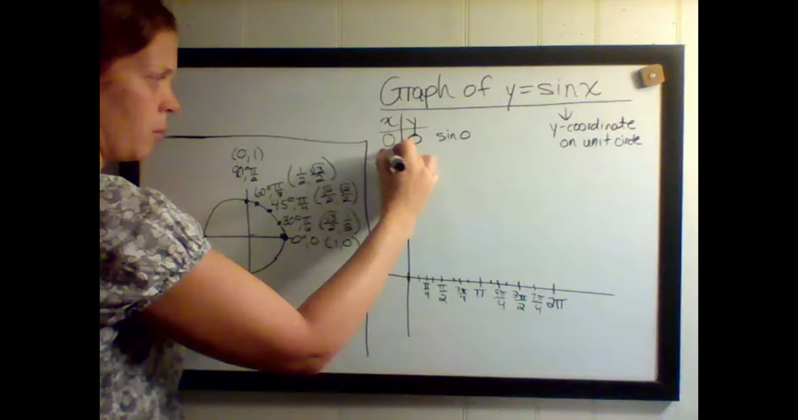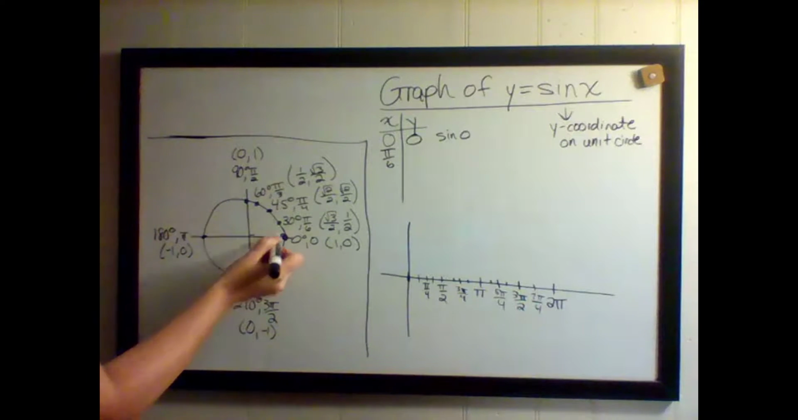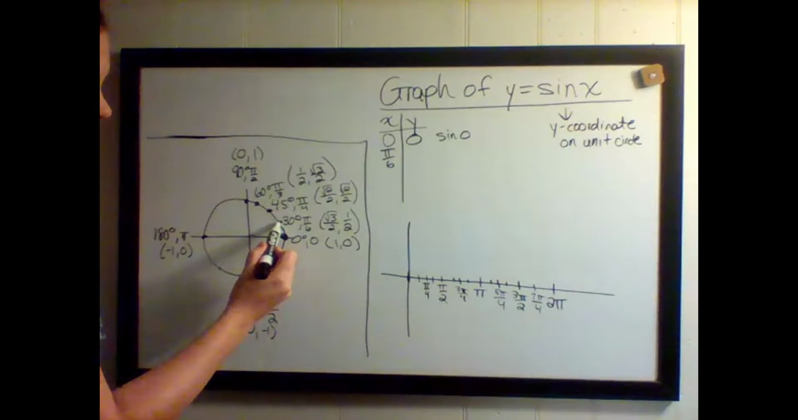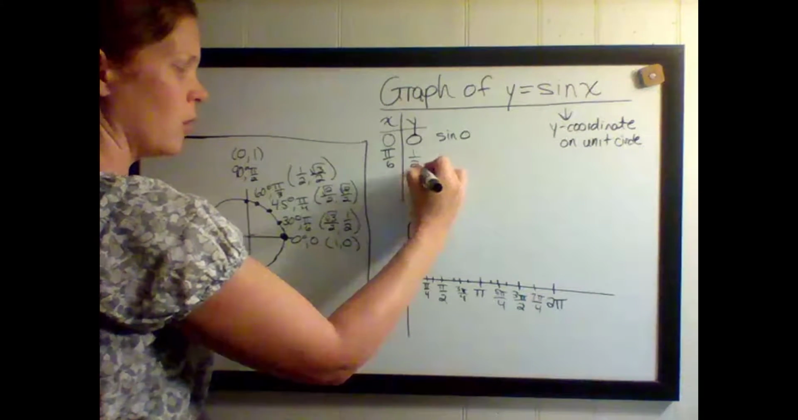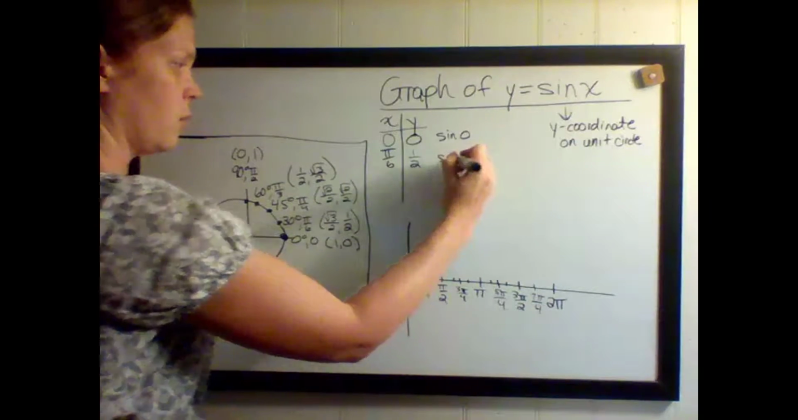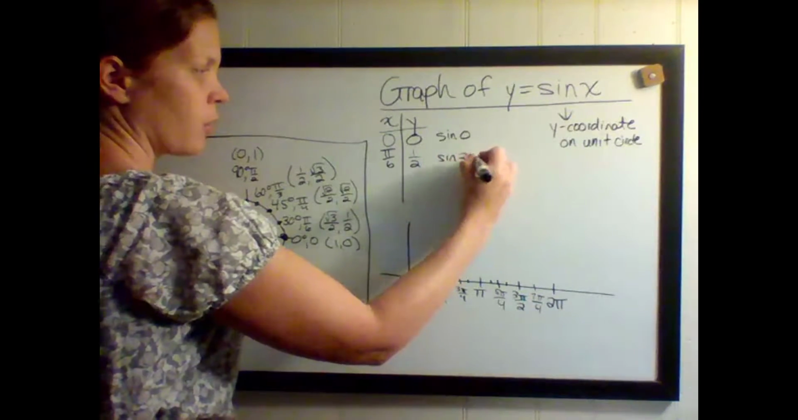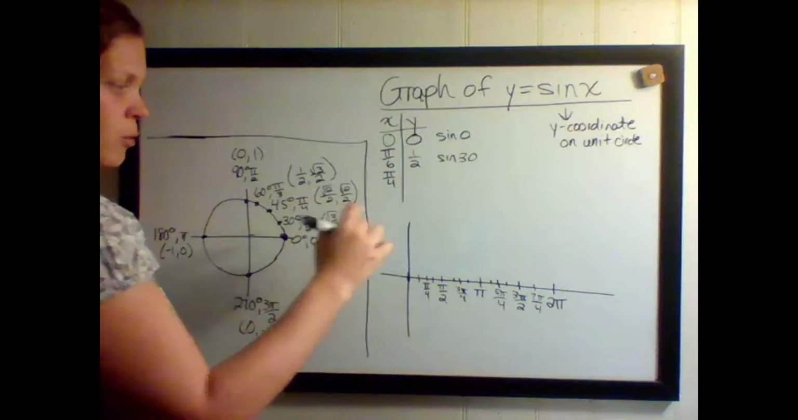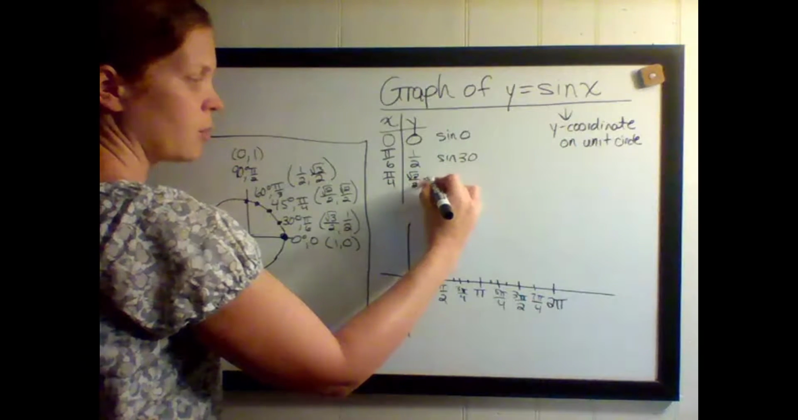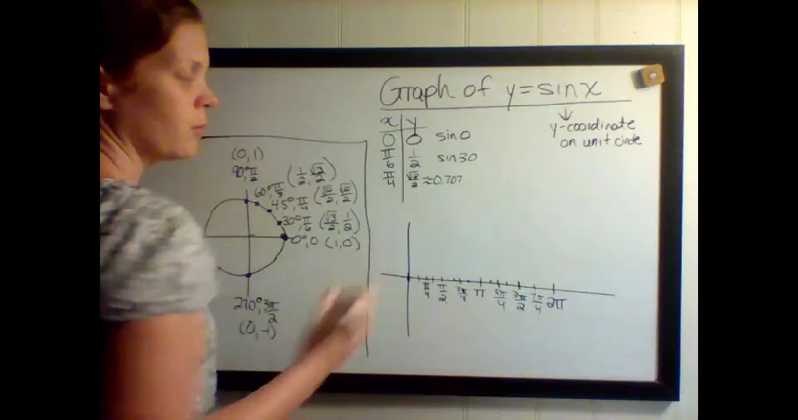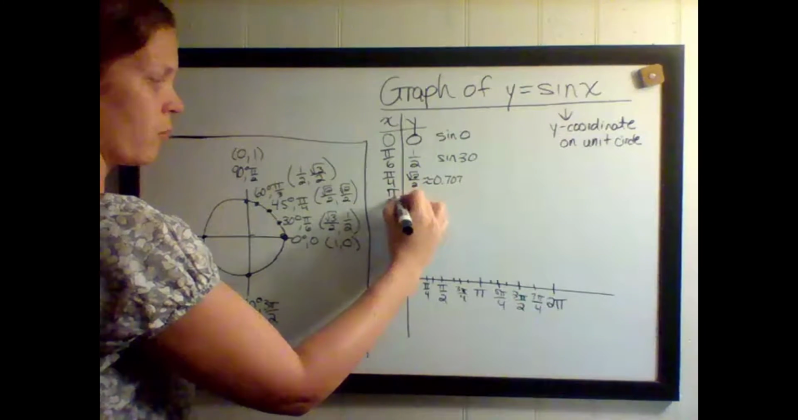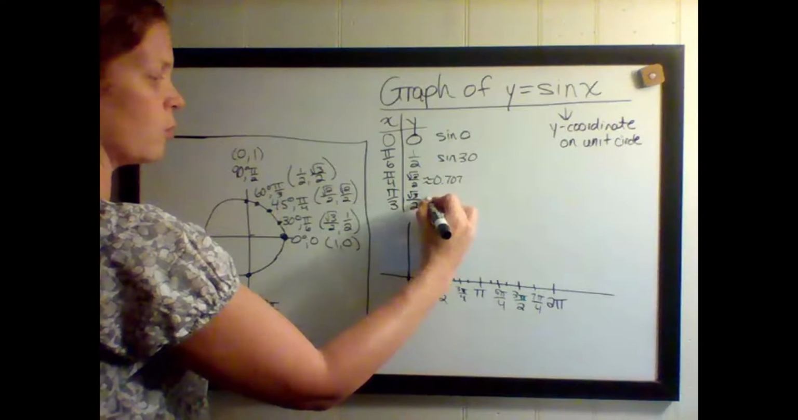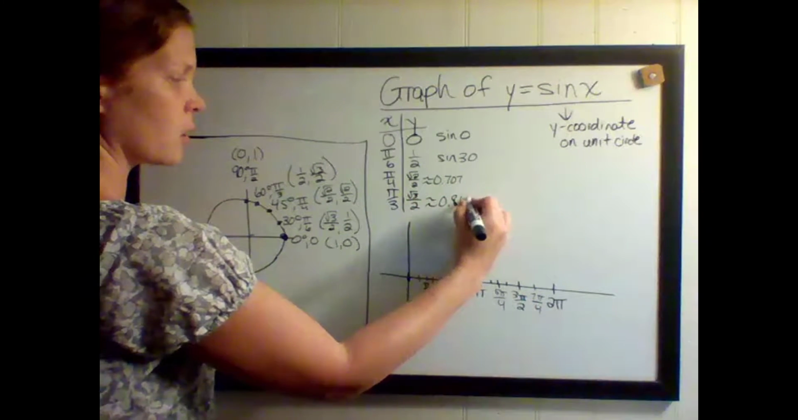How about at the next one, pi over 6? We're going to do every angle in our first quadrant, the ones on the unit circle. So at pi over 6, sine is 1/2. And if we check this out in our calculator, if we're in degree mode, we would punch in sine 30, we would get 0.5. Pi over 4 is going to be root 2 over 2. Since we're graphing this, I'm going to jot down the approximation, 0.707. Then pi over 3 is going to be root 3 over 2, which is approximately 0.866.